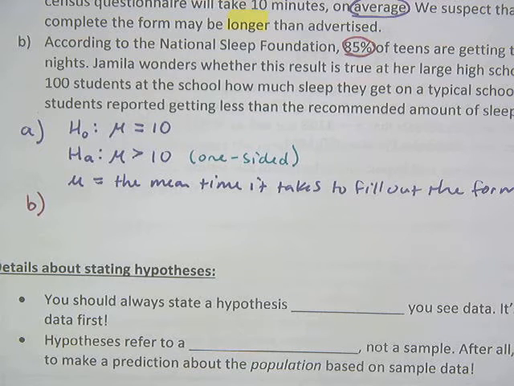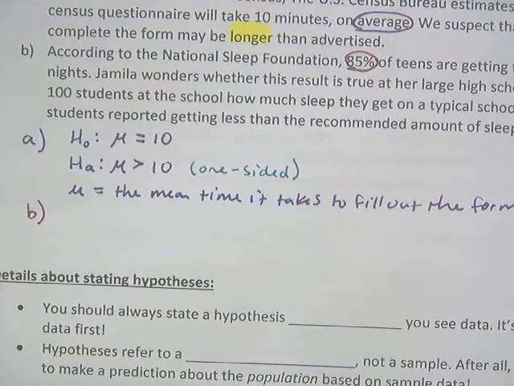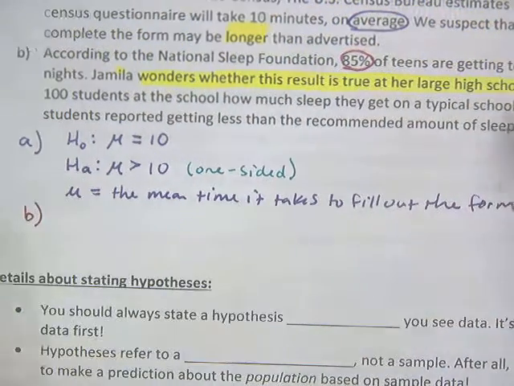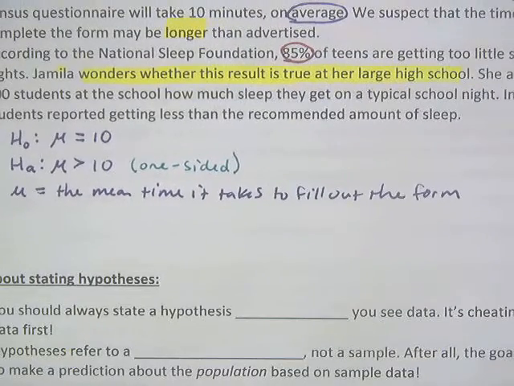Well, Jamila wonders whether this result is true at her large high school. Look at how that's worded. She wonders if it's true. She doesn't have a suspicion that it's lower than or higher than 85% at her school. She just wonders if it's different than. So she asks 100 students how much sleep they get. 75% reported getting less than the recommended amount of sleep.